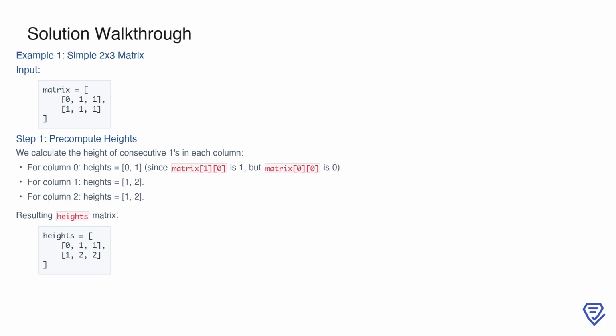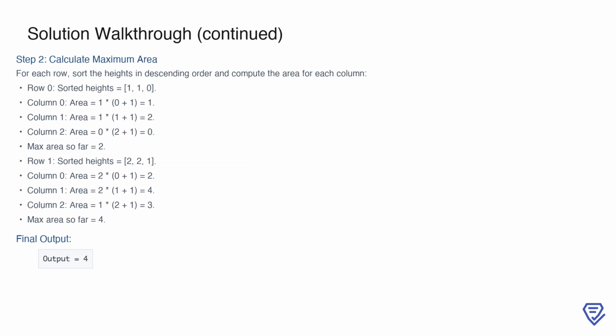This gives us the resulting heights matrix, where each entry represents the height of consecutive ones in that column up to that row. Understanding this step is crucial because these heights will help us calculate the maximum area in the next step. Now we calculate the maximum area for each row based on the pre-computed heights. For row 0, we sort its heights in descending order, giving us 1, 1, 0. Using this order, we calculate the area for each column.